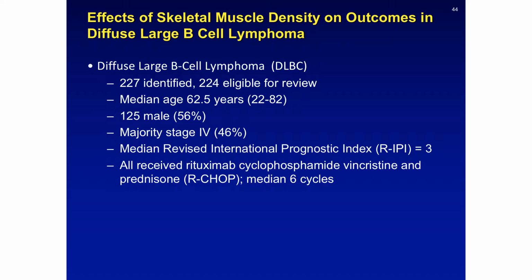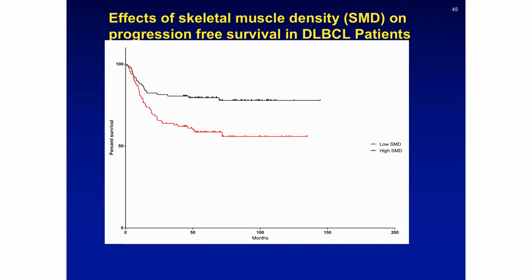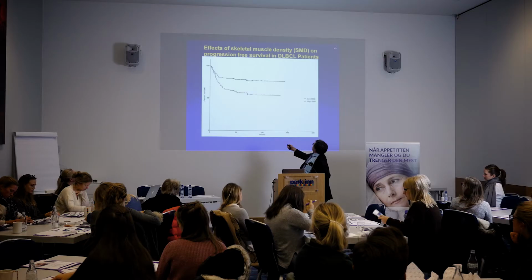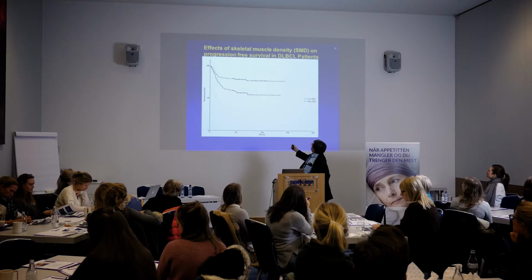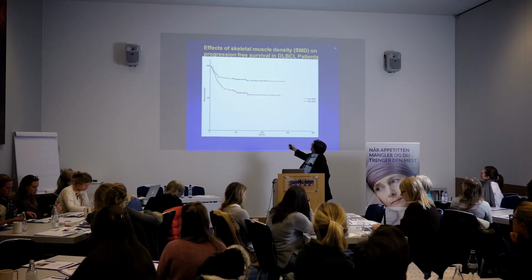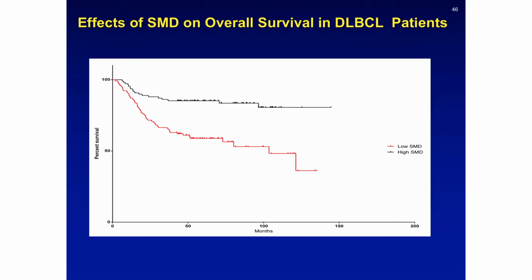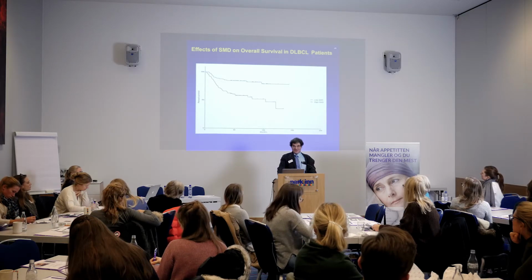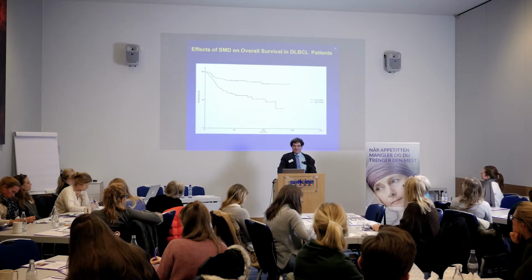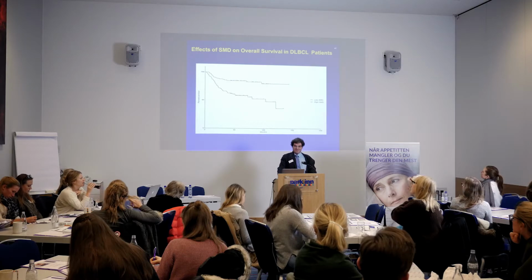We then looked at the lethal aggressive ones and found the same thing. These are the low SMDs in terms of progression-free survival, and these are the high. These are the good SMDs, the low SMDs. These are the bad ones. And that is in terms of overall survival. So in terms of passive immunotherapy with a drug such as Rituxan, body composition and skeletal muscle density is also impacting progression-free survival and overall survival there as well.